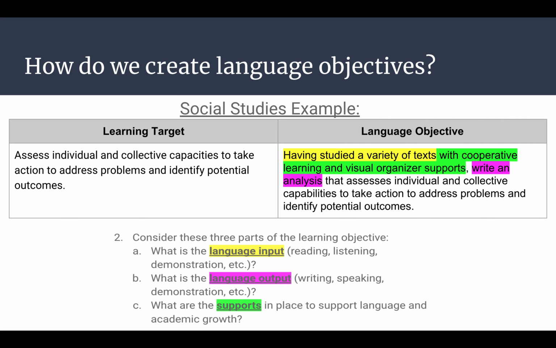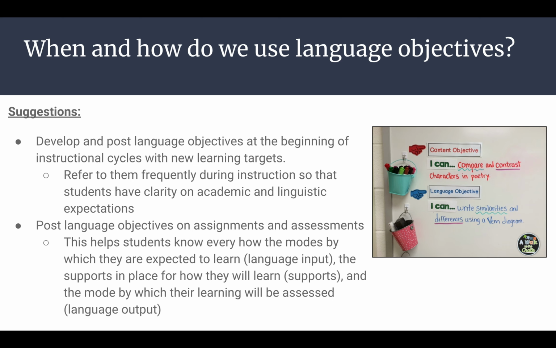In this social studies example, the learning target from the pacing guide is on the left. On the right, the language input added was having studied a variety of texts, the language output, write an analysis, and the support with cooperative learning and visual organizer supports.